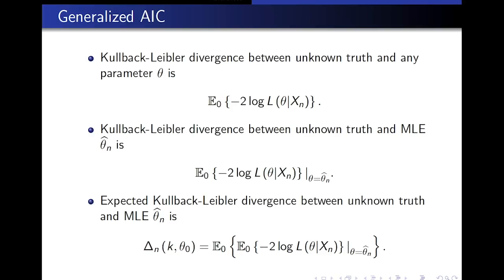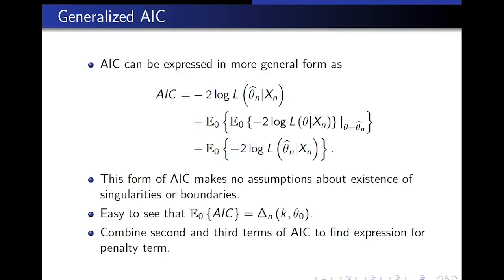By using the MLE, we minimize the expected Kullback-Leibler divergence and in turn the AIC between the unknown truth and the candidate model. We want the AIC to be a consistent estimator of the expected Kullback-Leibler divergence between the unknown truth and the candidate model. To do this, we can set the AIC to be -2 times the logarithm of the maximum likelihood, which is the first term here, plus the expected Kullback-Leibler divergence, which is the second term, minus the expected value of -2 times the log of the maximum likelihood, which is the third term.